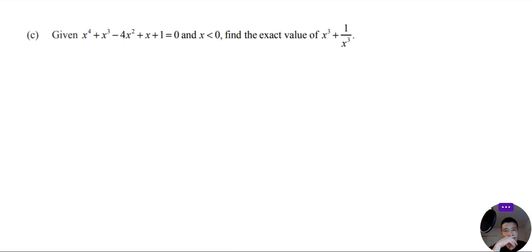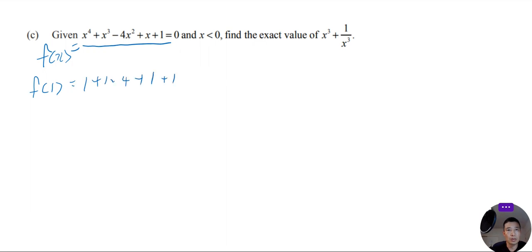Right. I believe we have to factorize this equation. So we have to find a factor using the factor theorem. I wonder if I say this is f of x, if I plug in 1, I get 0. 1 plus 1 minus 4 plus 1 plus 1, that is a 0.